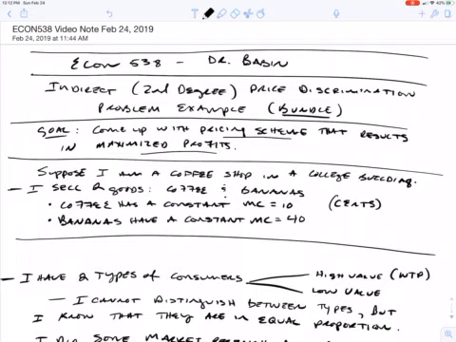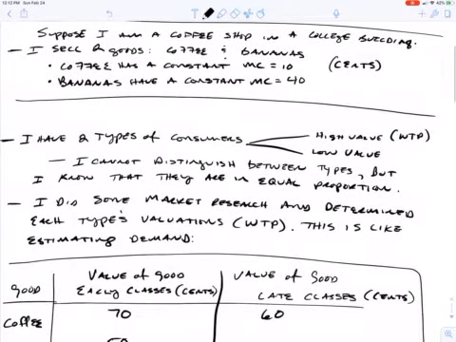So in this example, let's suppose that we're running a coffee shop. I'm a coffee shop in a college building, and so I'm selling two goods, coffee and bananas. And I know that each of these goods comes with a constant marginal cost. So in this case, coffee has a constant marginal cost of 10 cents per unit, and bananas have a constant marginal cost of 40 cents per unit. And this is just the cost associated with production.